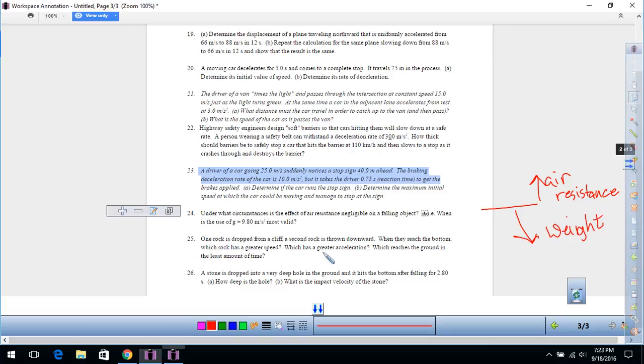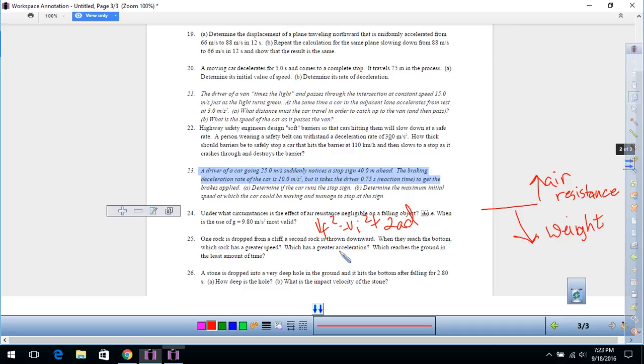Okay. 25 says one rock is dropped from a cliff, another is thrown downward. When they reach the bottom, which rock has the greater speed, which has the greatest acceleration, and which reaches the ground in the least amount of time? Okay, so we have Vf squared equals Vi squared plus 2ad. So they're both going to accelerate at the same rate because gravity is going to handle both of them the same. So neither of them has a greater acceleration.